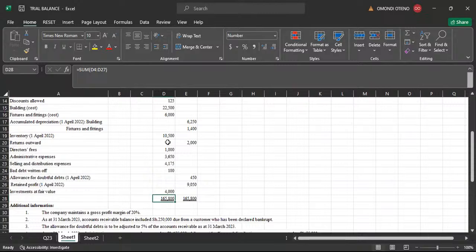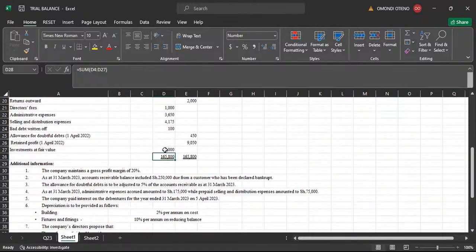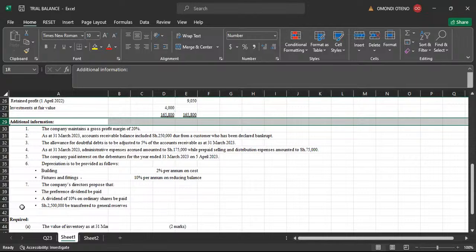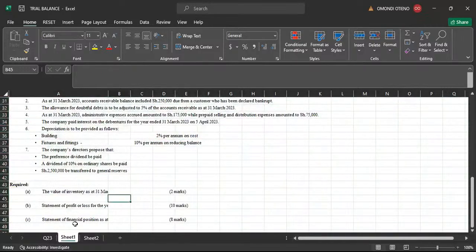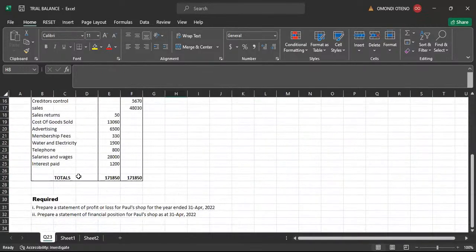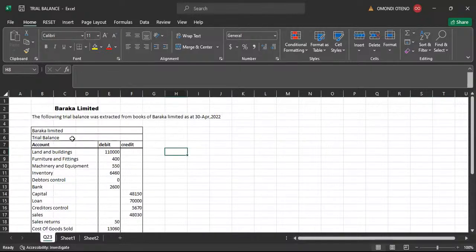So when we now come to this particular question today, all of us should be able to understand what a trial balance is. But then we have additional information down here. I don't want to subject you to this additional information until we're able to understand or prepare these statements without any additional information. We are just given a trial balance. So we have Baraka Limited. The following trial balance was extracted from the books of Baraka Limited as at 30th April 2022. So this is the trial balance of Baraka Limited, account, debit, credit. That's what they have mentioned there.